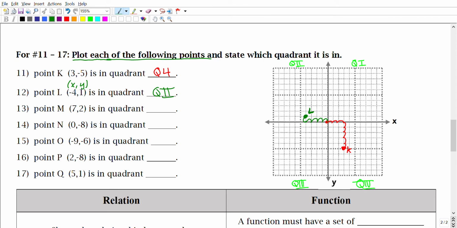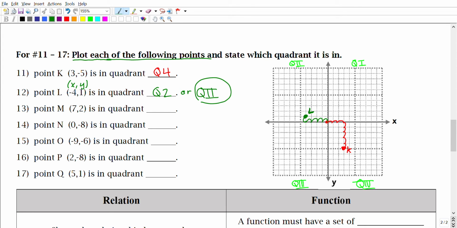Okay, now you can use the Roman numerals or you can actually use numbers. That's totally fine. So if you wrote Q2 or quadrant 2 like that, either of those is totally fine. This is more conventional. You'll probably see that more often than not.